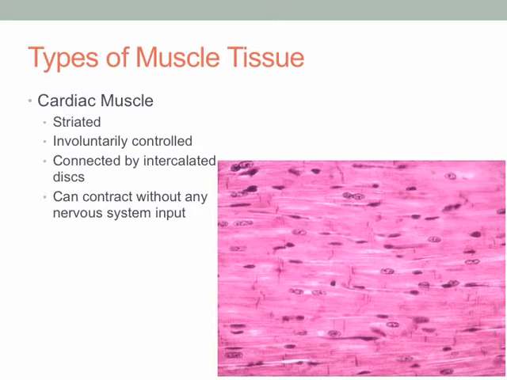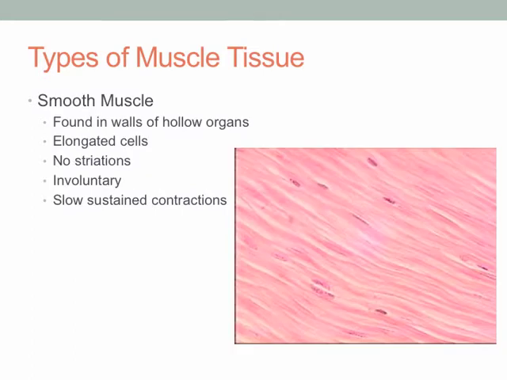And this node paces the heart with or without input from the nervous system. The autonomic nervous system can adjust our heart rate, but it doesn't actually innervate the tissue and force it. It doesn't give the signal to contract, say, 60 times per minute. So that's definitely a unique feature. It can contract without any nervous system input.